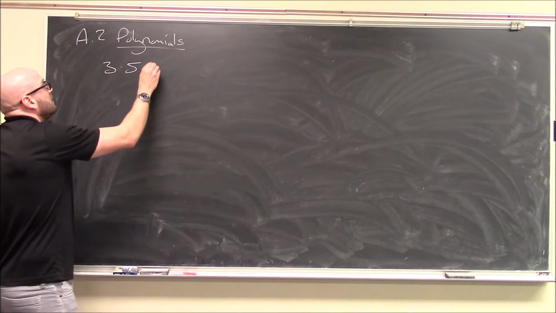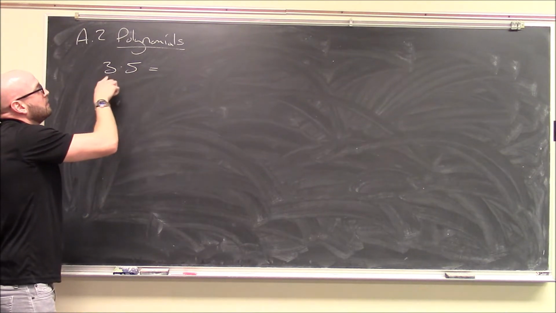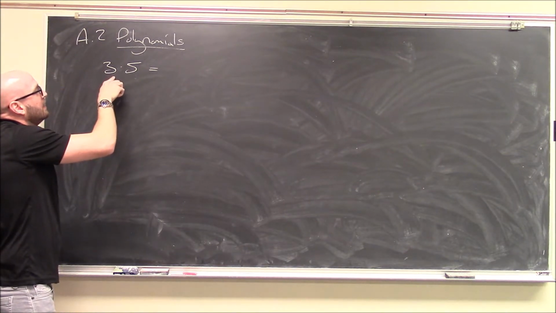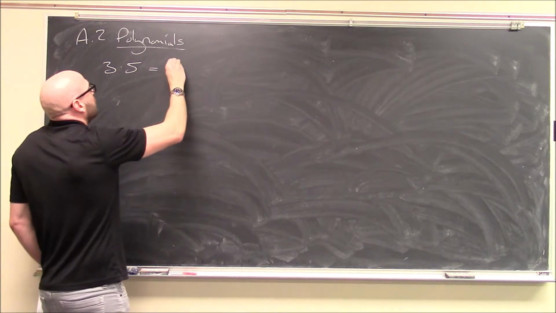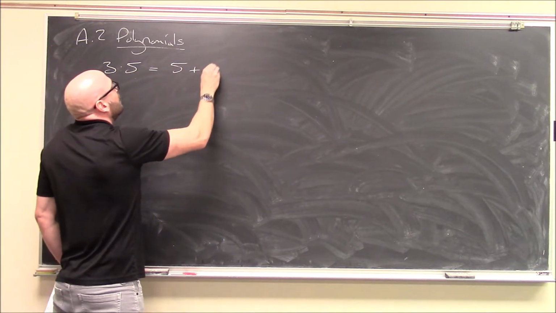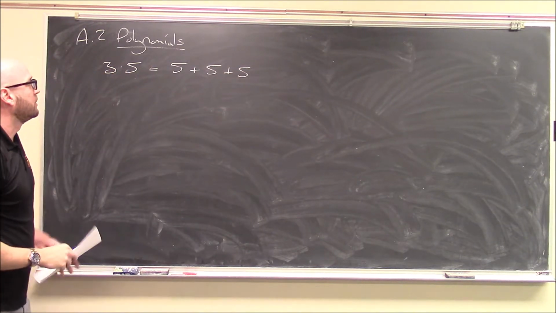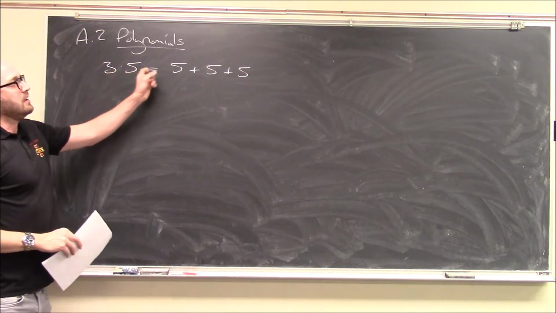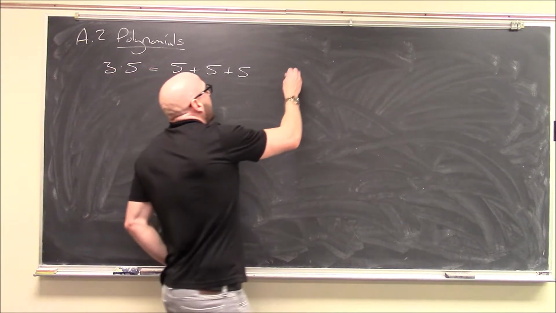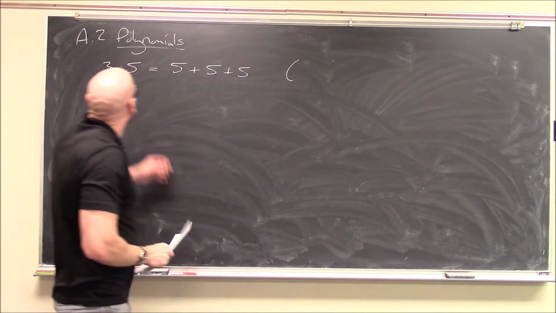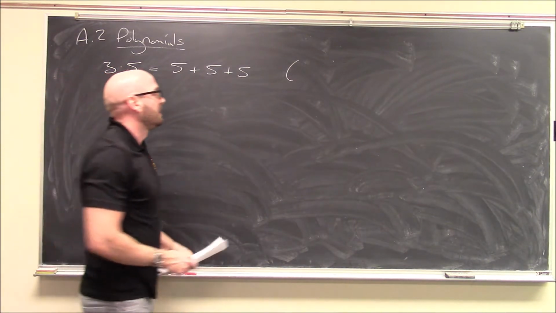Well, depending on how you interpret this, I'm going to interpret it one way. 3 times 5 means add 5 to itself 3 times. You could also think of it as meaning add 3 to itself 5 times, but I'm going to interpret it this way. So 5 plus 5 plus 5. And in this sense, multiplication is really just shorthand for repeated addition. That's all multiplication means.